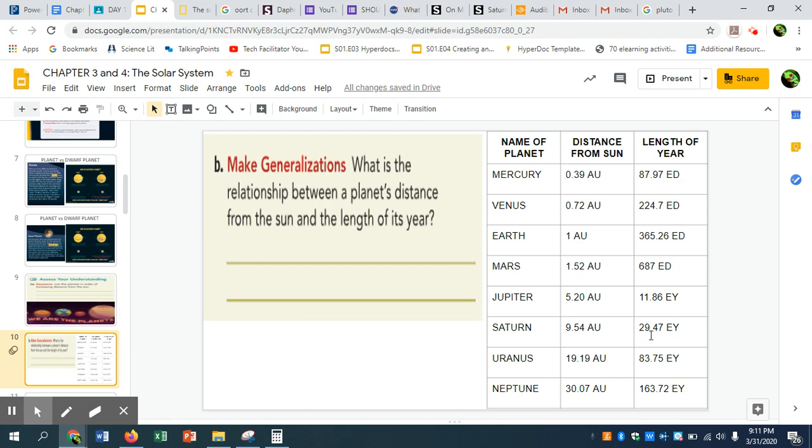So what do you see? The further away a planet gets from the sun, what happens to its length of year? Its length of year increases too. So that's the relationship here. The further away the planet is from the sun, the longer it takes to make one orbit around the sun. That makes sense, right? Because there's more distance to travel.